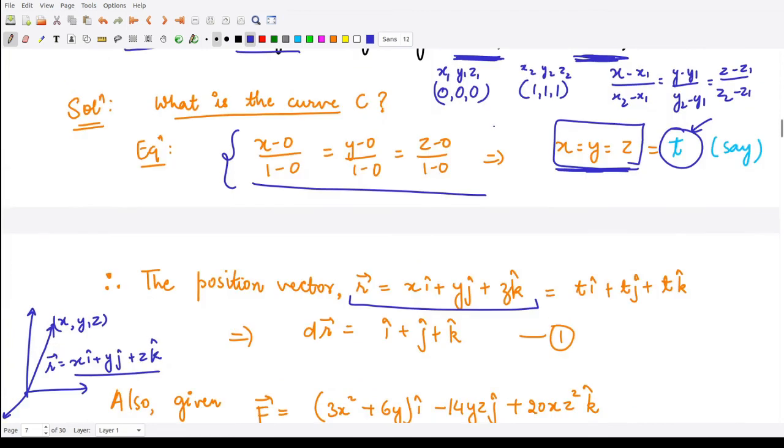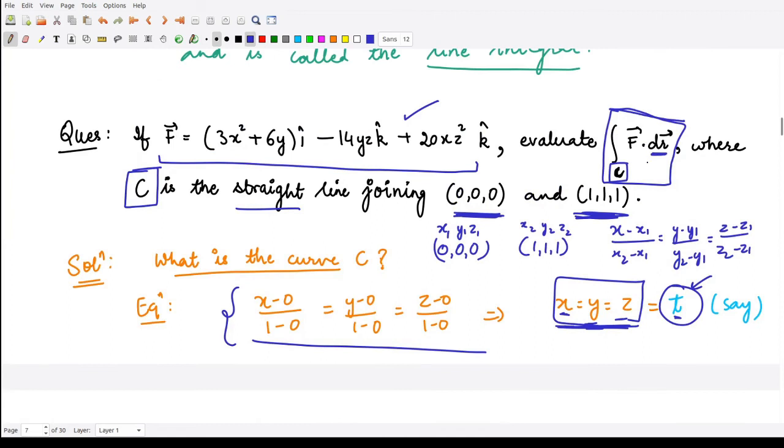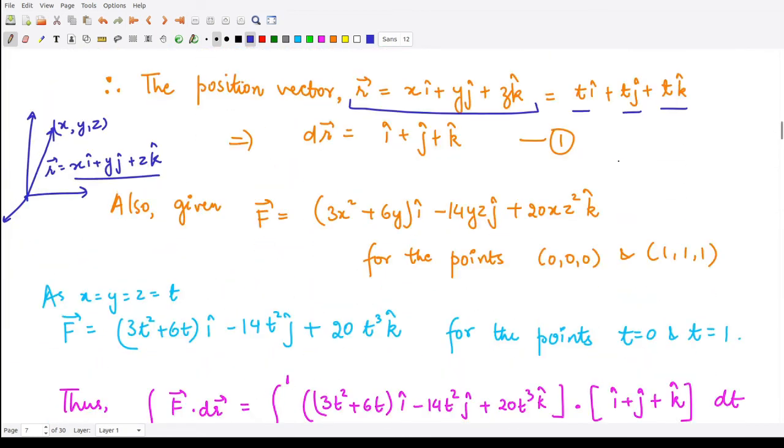Now we have converted everything in terms of t, because x is equal to t, y is also equal to t, z is also equal to t. Therefore you have t i cap plus t j cap plus t k cap as this vector r. But for the solution of this question we do not require vector r, instead we require the vector dr. So when you solve, vector dr becomes i cap plus j cap plus k cap. How? You differentiate this quantity with respect to t.